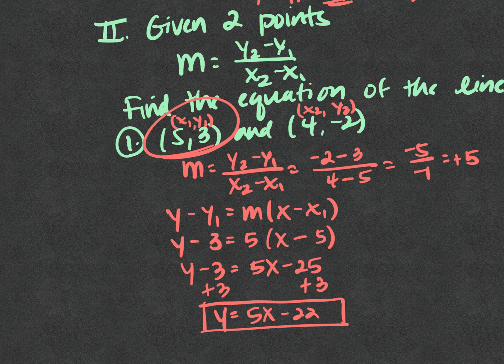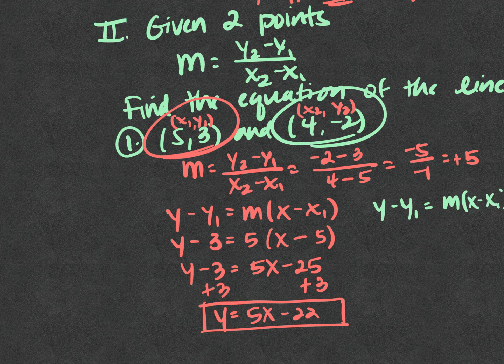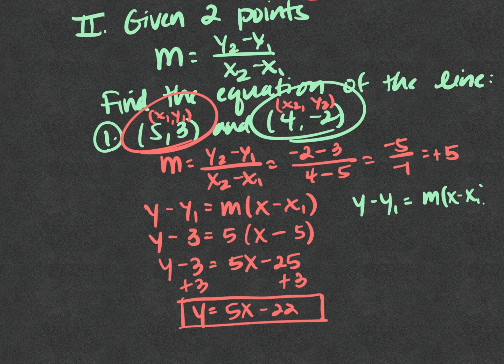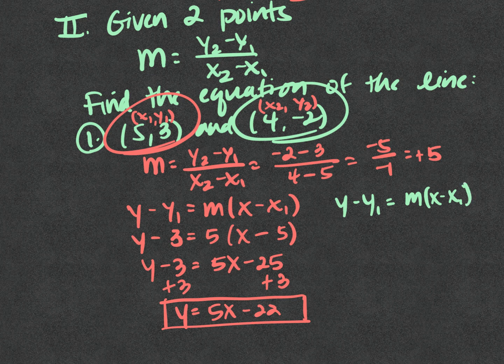Now the question is, could you have used 4, negative 2? Yes. Please don't do this problem twice, but I'm going to work it out for you twice. Okay, so y minus, now remember we're using the green point, the second point here. So y minus, and that y value is negative 2. We still call it y1 because it's the y value from the point we're using. And 2 negatives make a positive.